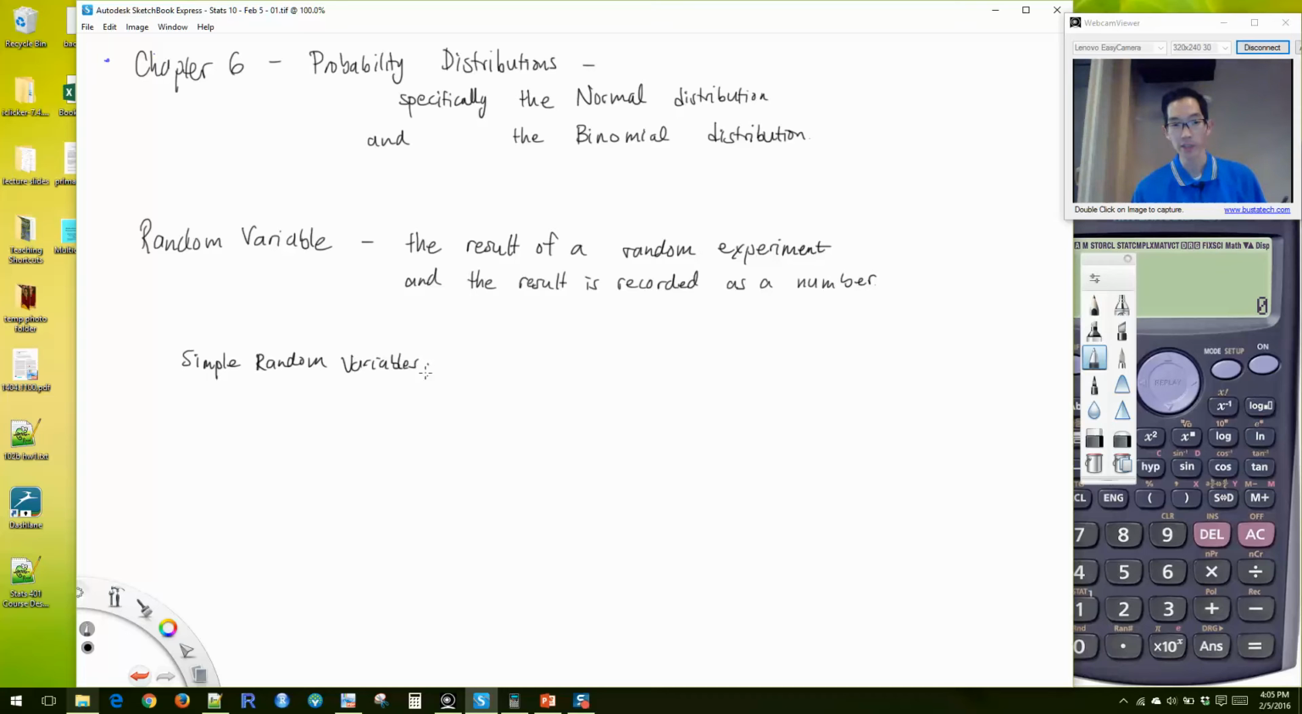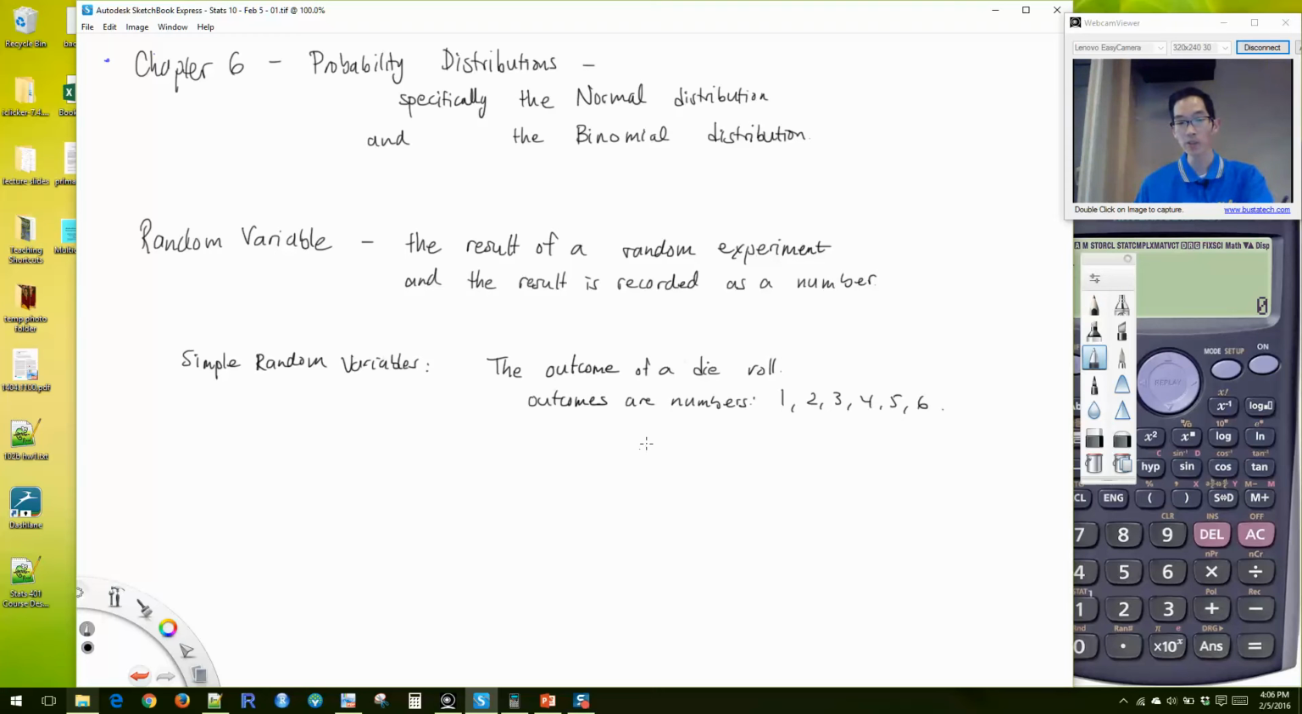we could have the outcome of a die roll, okay? And so the outcomes are recorded as numbers. One, two, three, four, five, and six, okay? And so these are the outcomes of a die roll.